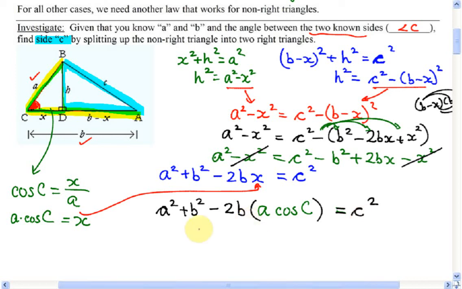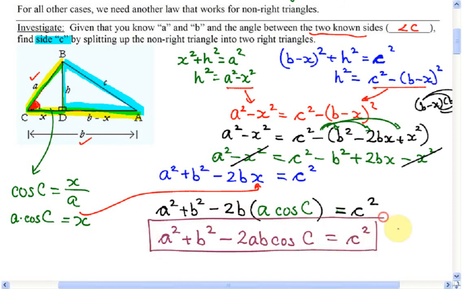But I'm just going to rewrite this a little bit nicer. So we have a squared plus b squared, and instead of minus 2ba, I'm going to put the a in front. So 2ab cosine of angle C, and voila, that equals c squared. This is cosine law. By the way, if you want to find c, you have to take the square root of this big ugly thing.